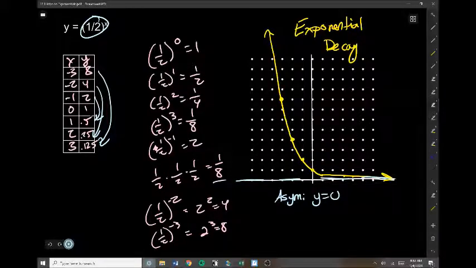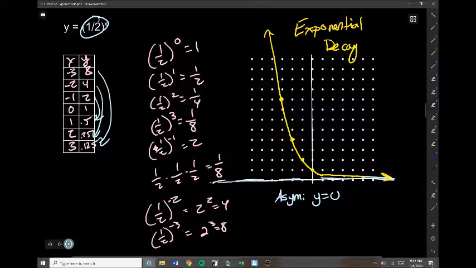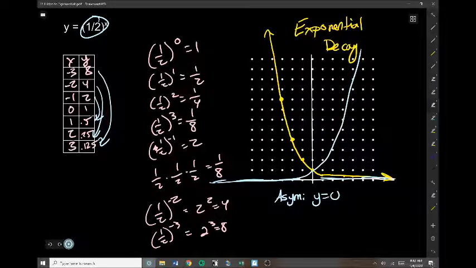So our previous graph looked like this. Well, more like this. You get the idea. So that's how you can graph exponentials.